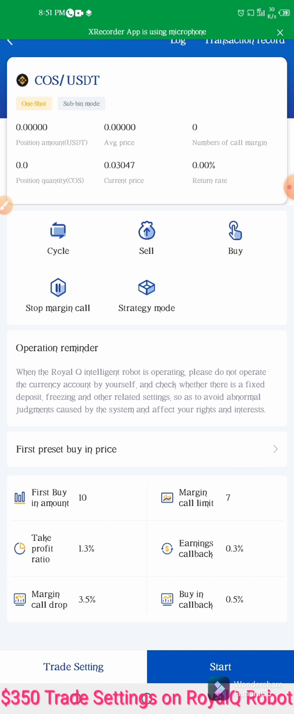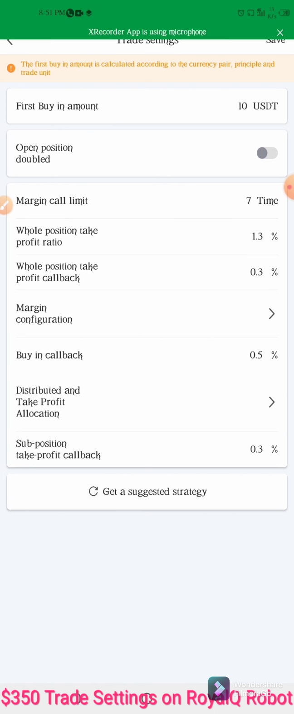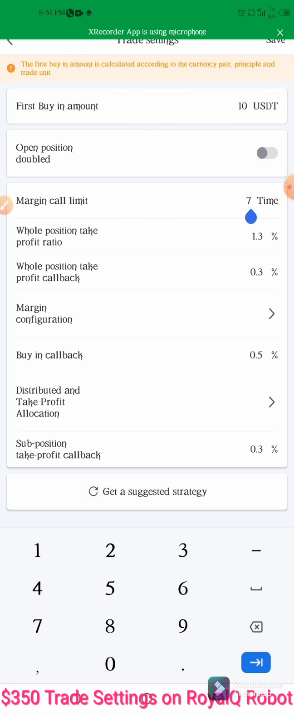Once you are in, you go to trade settings. That's the first thing to do. Leave it at $10 first buying amount. Open position double, leave it, do not check it. Margin call limits, that would be 23 margin calls.